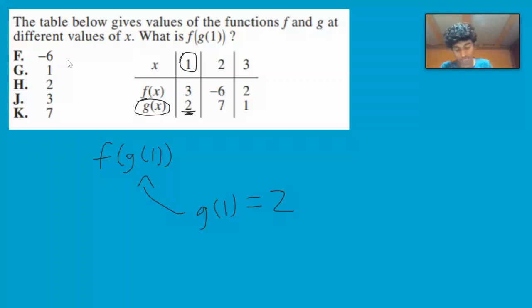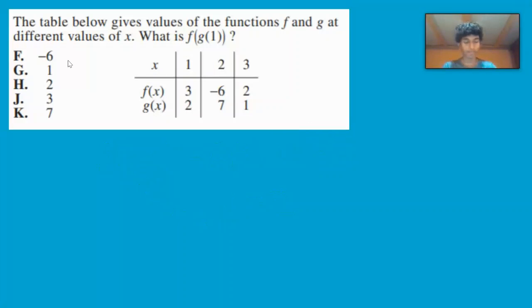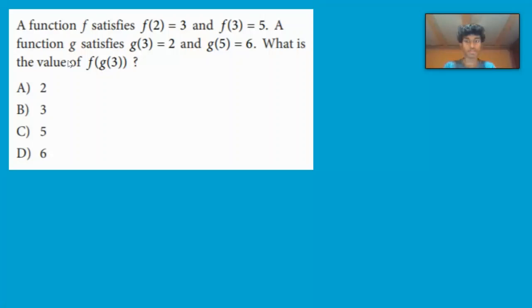So f of g of 1 is the same thing as saying f of 2. And f of 2 is what? Well, now we look at f of x evaluated at 2, which is -6. Therefore, our answer is choice F, -6. All right, now you guys try this one.